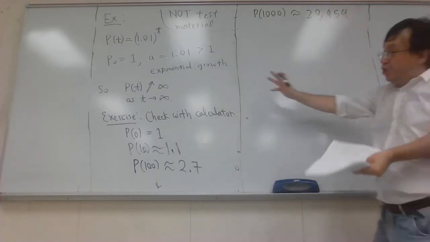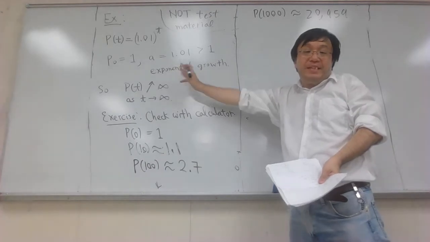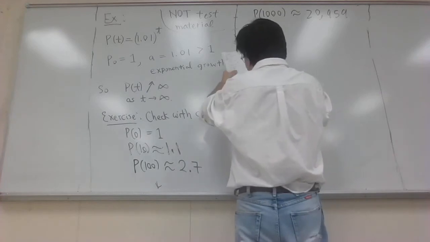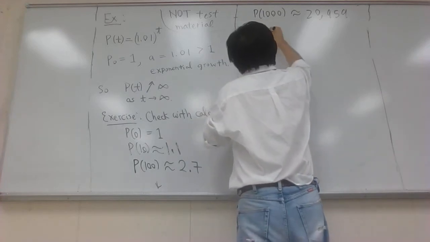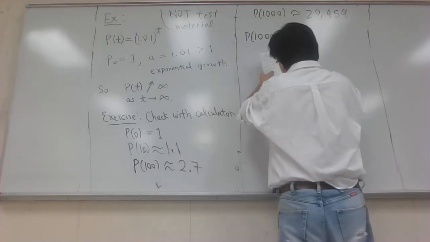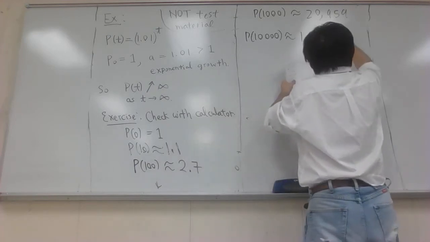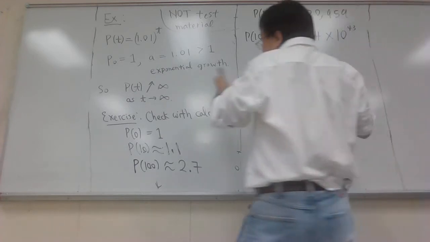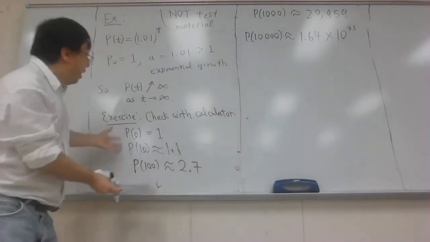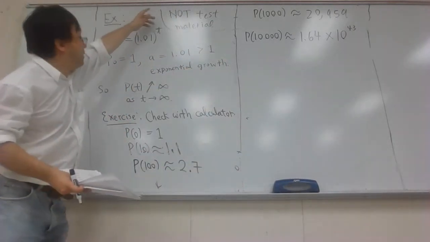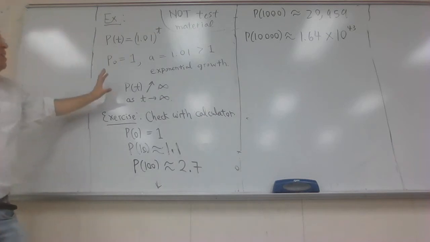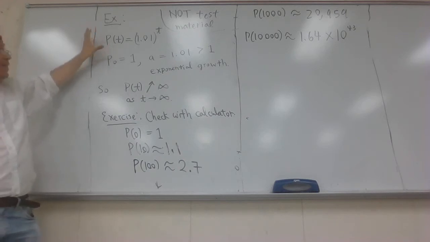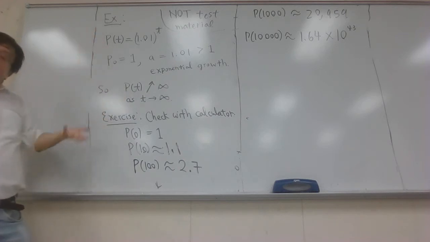It's really getting big, and it should, because it should be going up to infinity as we move forward in time. Now you can check with a calculator also that P of 10,000 is really, really big. P of 10,000 is approximately 1.64 times 10 to the power of 43. So by numerical computations on a calculator, by plugging numbers into t, you can see that this function does indeed blow up to infinity as you move forward in time.